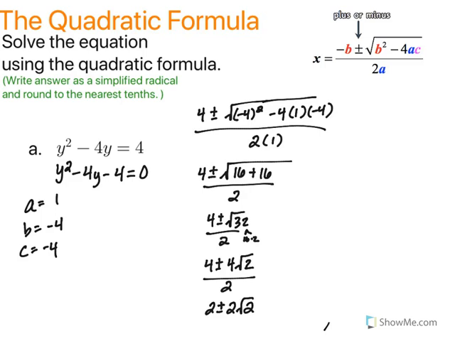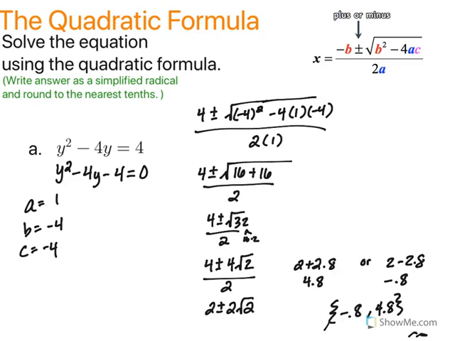Now we can only divide the numerator if both items are divisible by 2. So in this case they are, so we get 2 plus or minus 2 square roots of 2. This would be our simplified radical form. However, if we wanted to round this, we would need to go ahead and approximate 2 square roots of 2, which in this case would be 2.8. And so when I'm breaking up my two equations, I would have 2 plus 2.8, or I would have 2 minus 2.8. And so when I'm solving here, my solutions would be 4.8 and negative 0.8. And so in my solution set, my solutions would be negative 0.8 and 4.8.